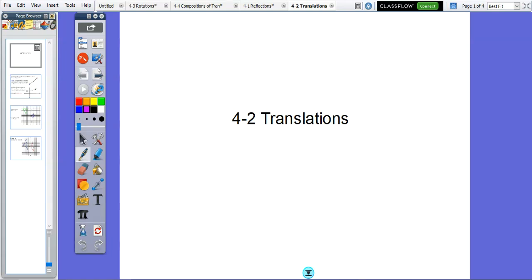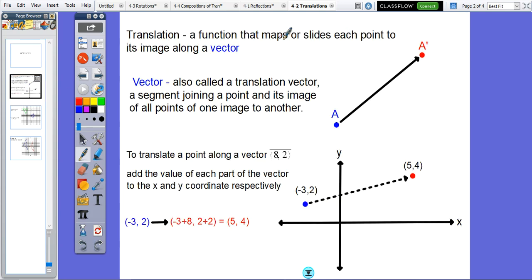We're talking about translations today. So let's look at translations. Last lesson we talked about reflection, which is to be flipped over a certain part. Now we're talking about translations, which means to slide. That's the normal non-math word, to slide. So you're sliding points along a vector.